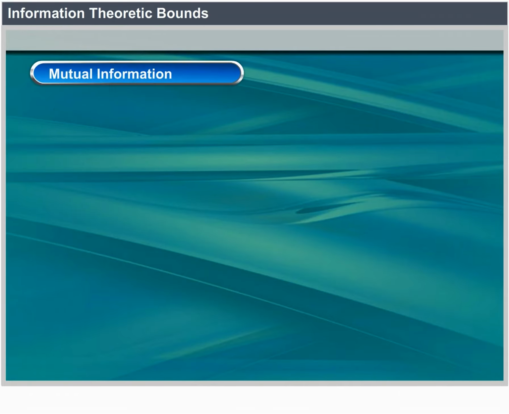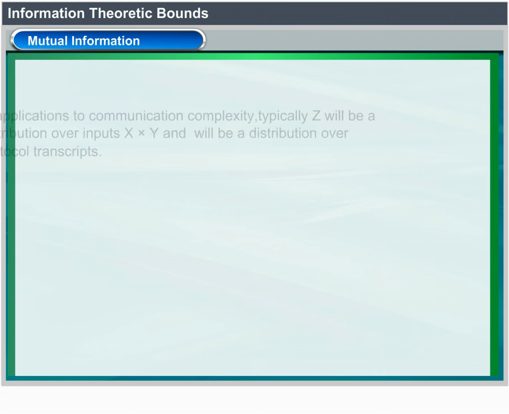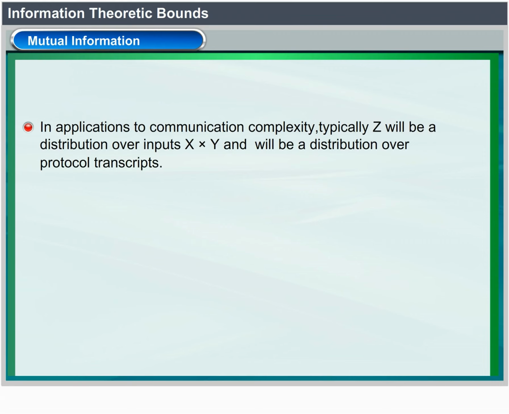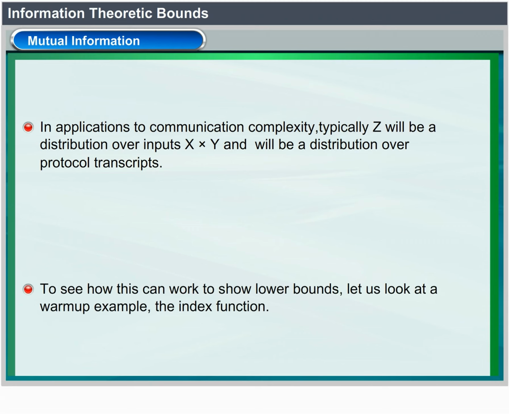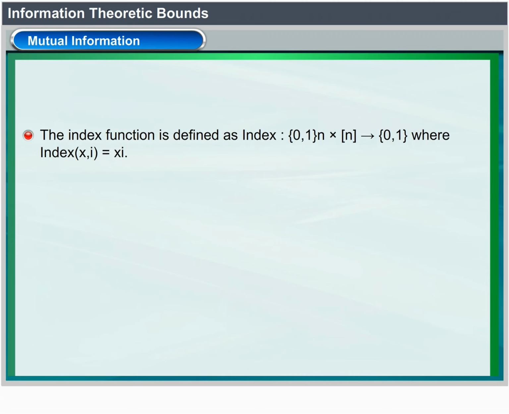For lower bounds, we will use mutual information. For two random variables Z and Pi, this is defined as follows. In applications to communication complexity, typically Z will be a distribution over inputs x and y, and Pi will be a distribution over protocol transcripts. To see how this can work to show lower bounds, let us look at a warm-up example, the index function. The index function is defined as index from {0,1} to the power n times [n] to {0,1}, where index of x, i equals x_i.